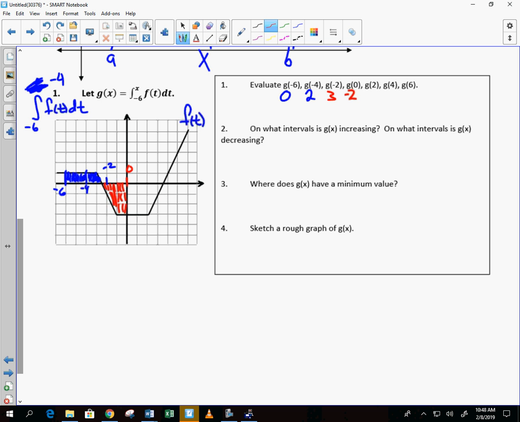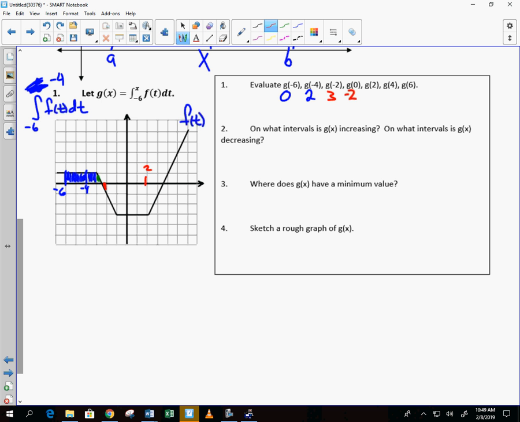Okay. Do you see that being 3? So then I have a small triangle of positive area and a small triangle of negative area. Those are going to cancel each other out. If the area sits above the x-axis, it's positive. If it sits below the x-axis, it is negative. Okay? All right, now we're going to move on over to 2.